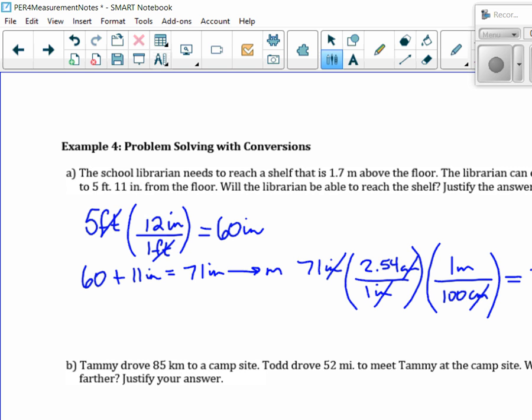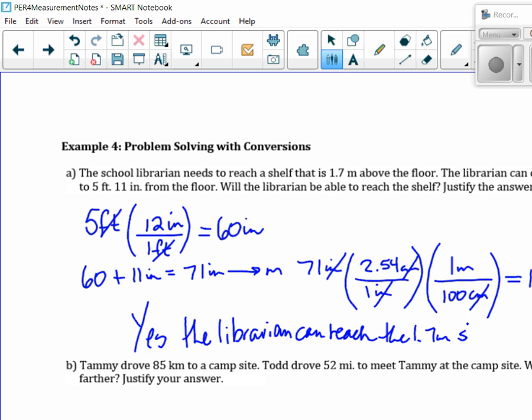So I get 1.8034 meters. Okay, so what was that again? That's how much the librarian can reach. She can reach about 1.8 meters, and the shelf is 1.7. So will she be able to reach? Yes, the librarian can reach the 1.7 meter shelf.